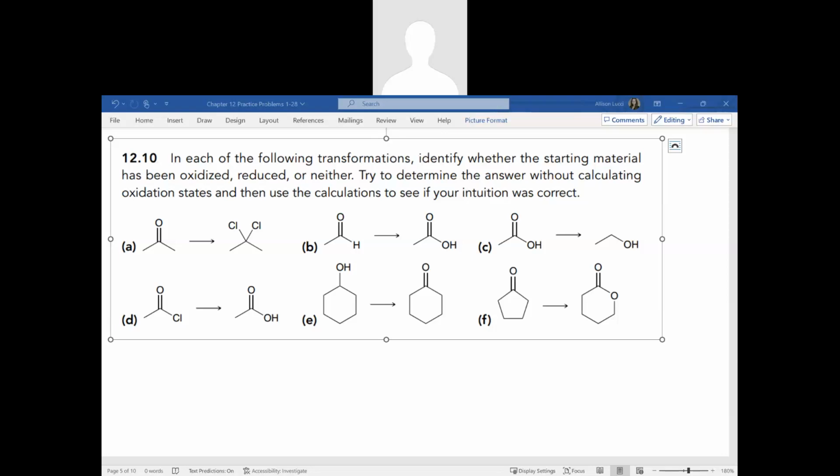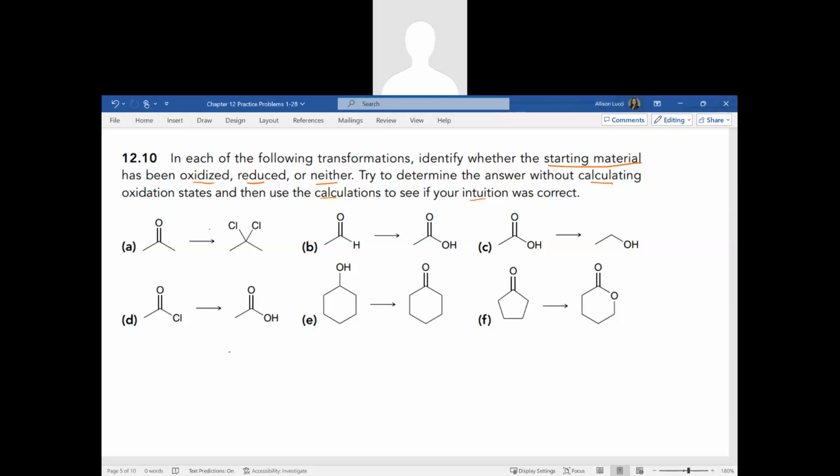In problem 10 from chapter 12, we are asked to look at these transformations and then identify whether or not our starting material has been oxidized, reduced, or neither. So we have three options to choose from. And we're asked to try this without calculating an oxidation state. And then we can go back and use some calculations to see if we intuit the right result here, if it was oxidized, reduced, or neither. So I'll show you how we can accomplish both of these methods.